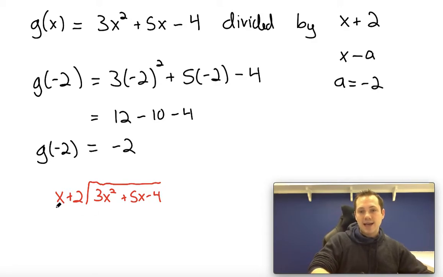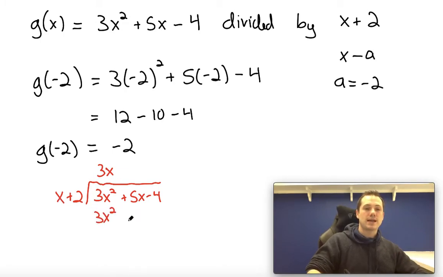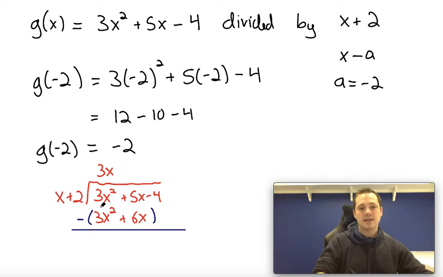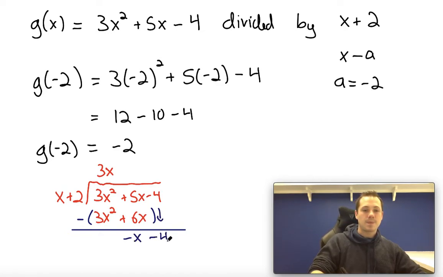Now, step 1 is divide. So x goes into 3x squared 3x times. Then we're going to multiply. So x times 3x is 3x squared. 2 times 3x is 6x. We know the next step is to subtract. So I put a minus out here, and I go ahead and I subtract this. 3x squared minus 3x squared cancels. 5x minus 6x is negative x, and then we bring down the negative 4.